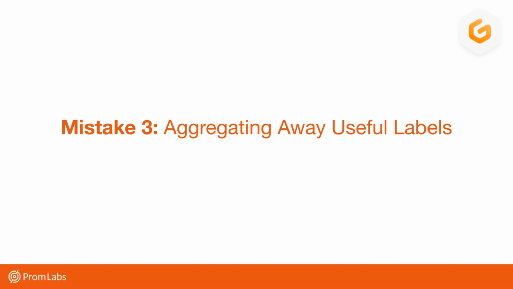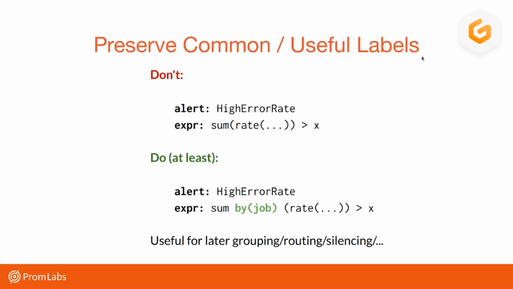Number 3, aggregating away too many useful labels, especially in alerting rules. A thing that often comes up when you write alerting rules with Prometheus is that you have a lot of individual rates over different methods and status codes and so on. And maybe you want to alert on some overall error rate. So you sum all those rates, individual time series, into one big one with a sum aggregator. And by default, if you don't specify any modifiers on that aggregator, it will just munch everything together into one number, no labels anymore. This is the total rate.